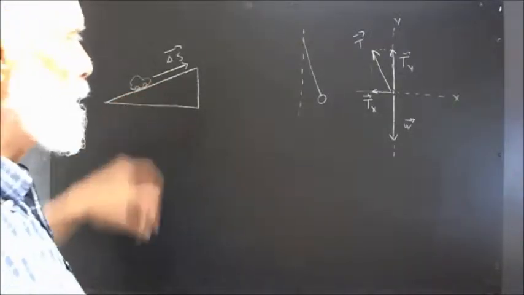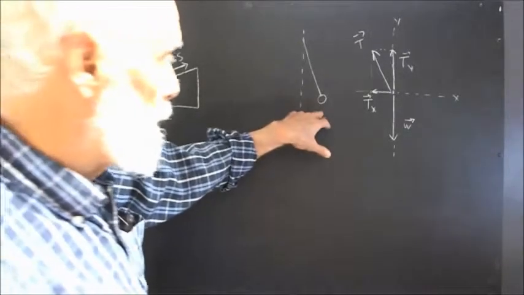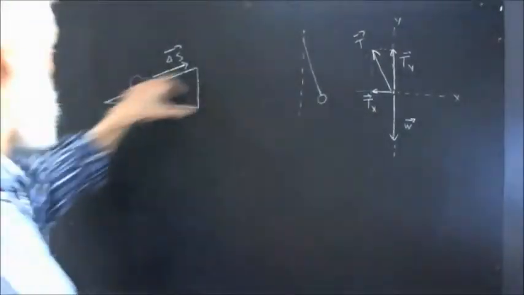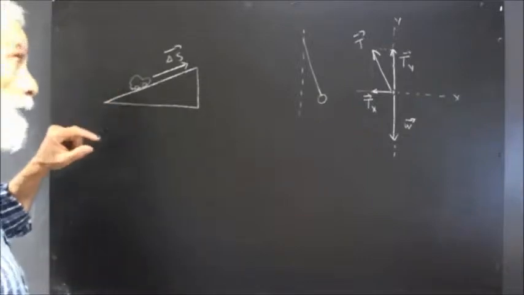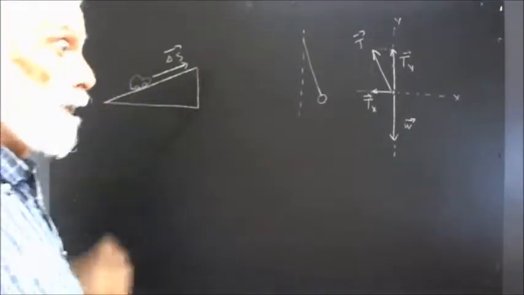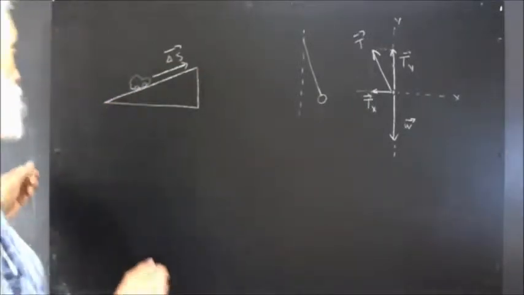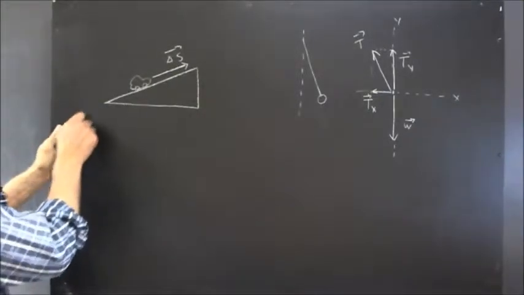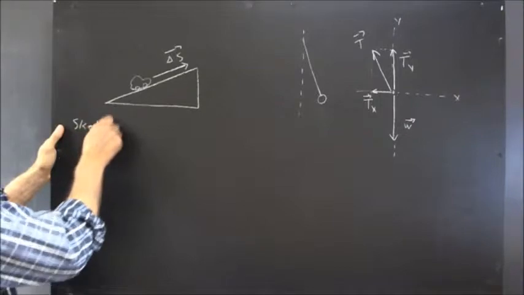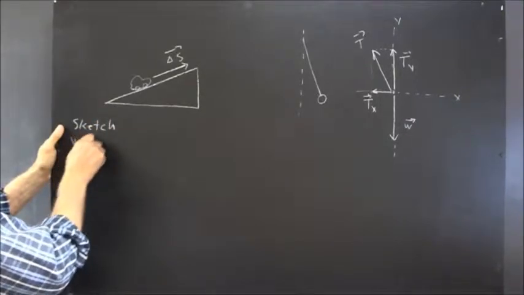We've got two situations depicted here. One, a pendulum hanging freely, and a car on an incline. Let's start with the car on the incline. I've got the delta S vector. Now, what I want you to do is sketch the weight vector.